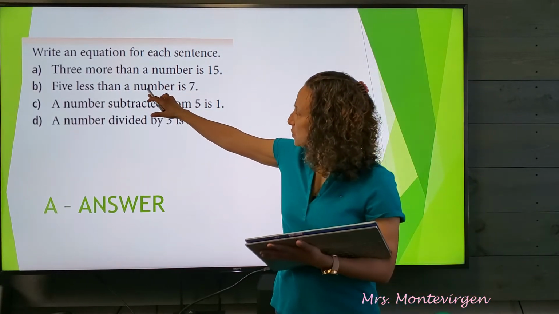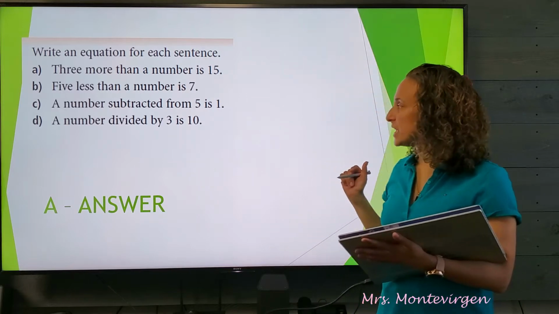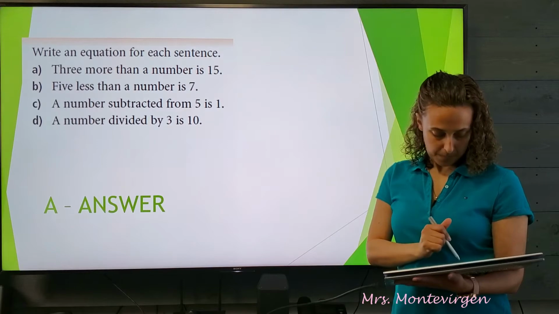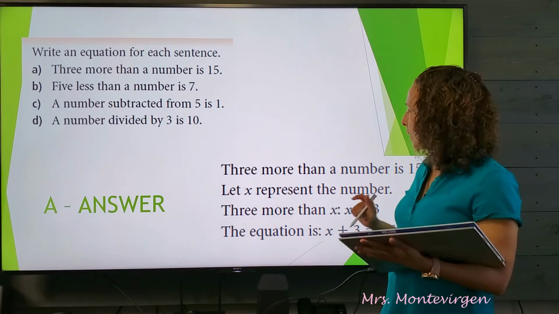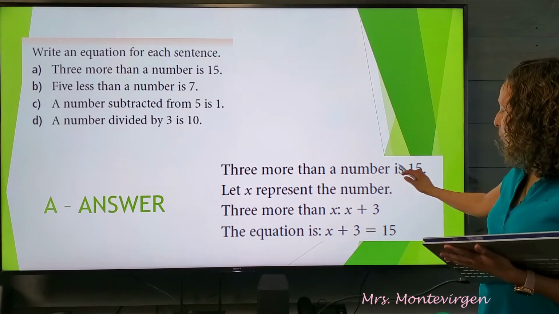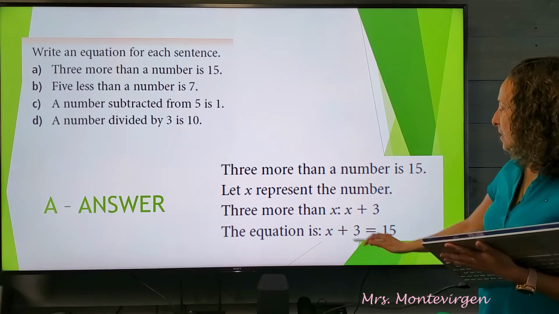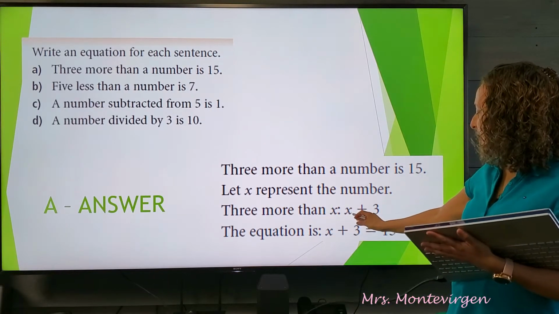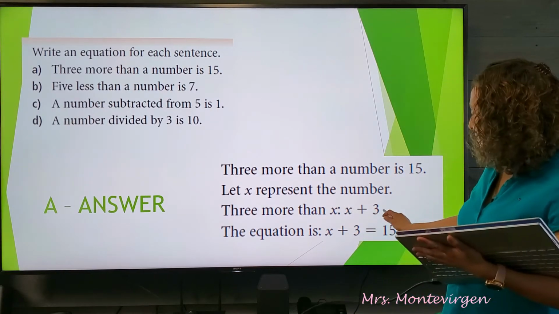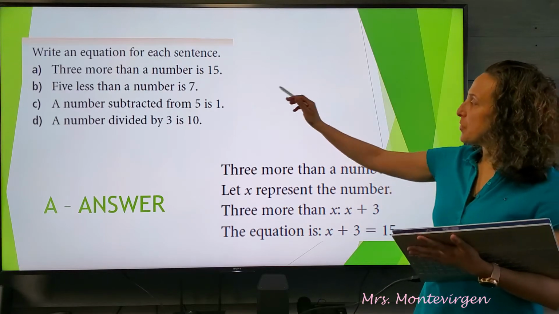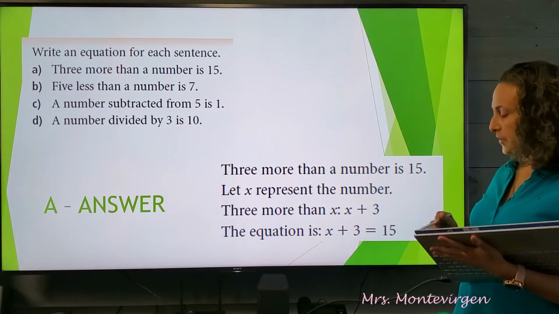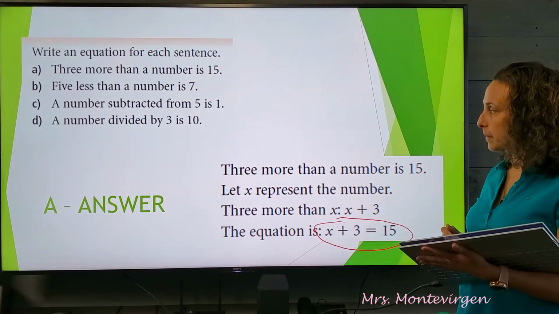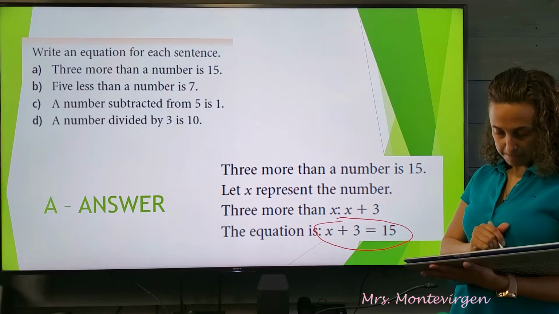So let's deal with the first one. 3 more than a number is 15. So go ahead. How would you write that equation down? Okay, here's the answer. So 3 more than a number is 15. So x is going to represent what that number is. My variable is going to be x, and my answer is going to be x plus 3 equals 15. So 3 more than a number equals 15. And I'll just circle my answer down here. That way you can see a little bit better. Let's go on to the next one.